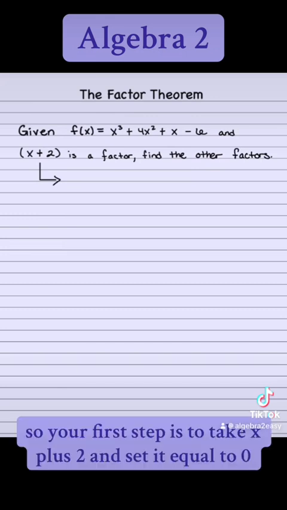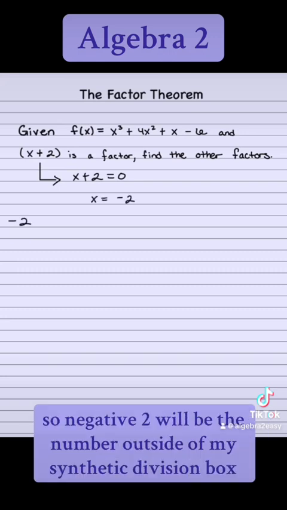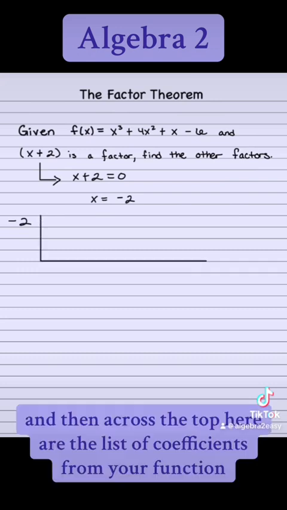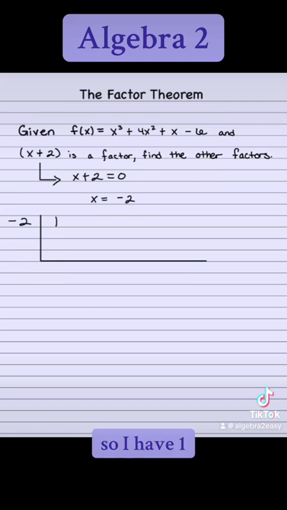So your first step is to take x plus 2 and set it equal to 0, and we get x equals negative 2. So negative 2 will be the number outside of my synthetic division box. And then across the top here are the list of coefficients from your function. And you're going to list them in descending order. So I have 1, 4, 1, and negative 6.